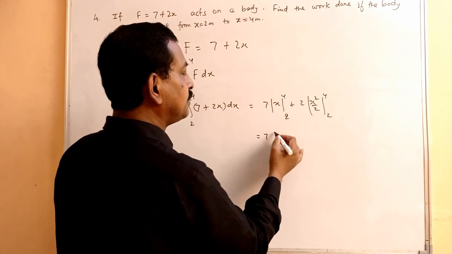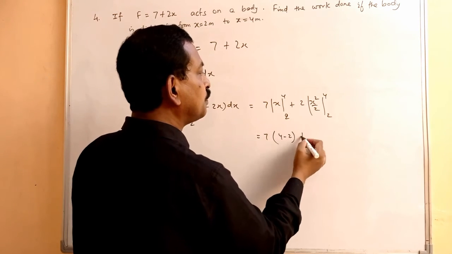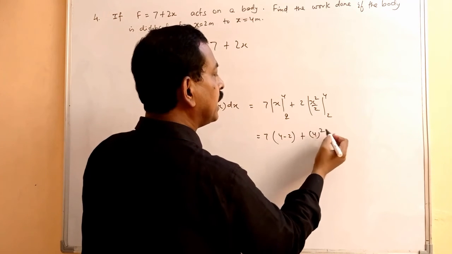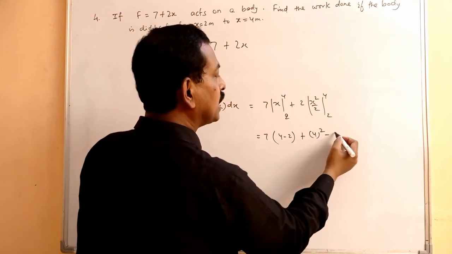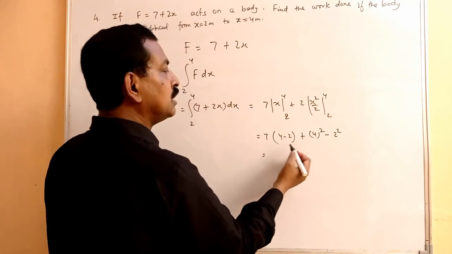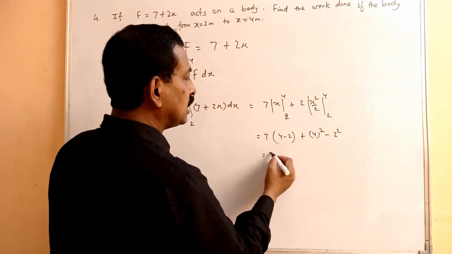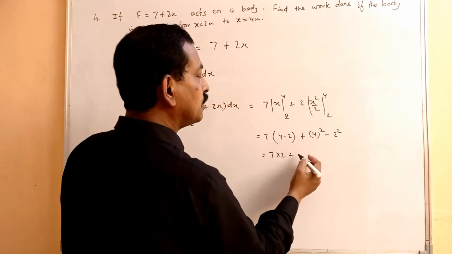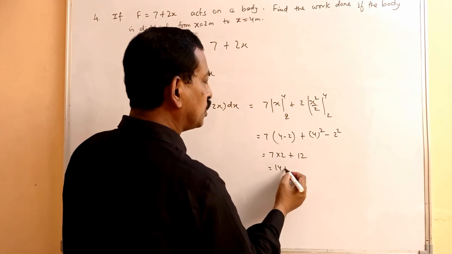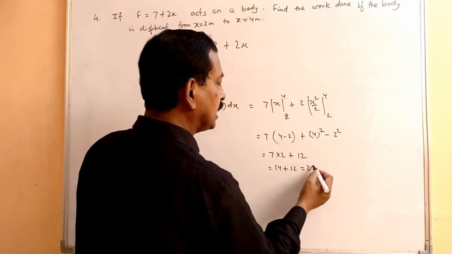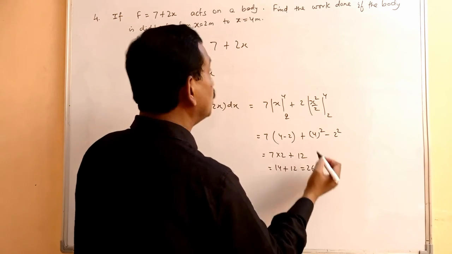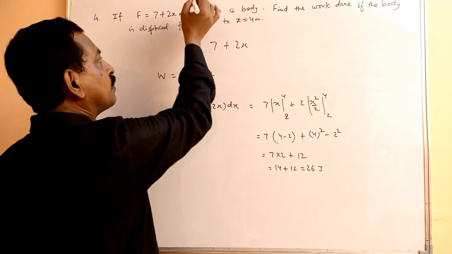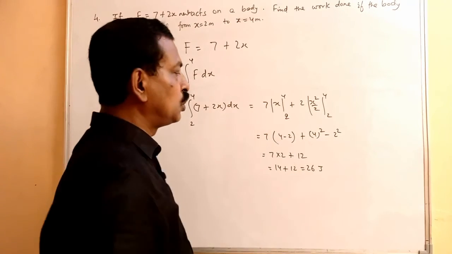So it is 7 times (4 minus 2). 2 will get cancelled, so it is basically x equals 4 square minus 2 square. So this term will be 7 into 2 plus 16 minus 4, that is 12. So 14 plus 12, that is 26 joule. If this force is given in Newton, suppose, in that case this will be your 26.